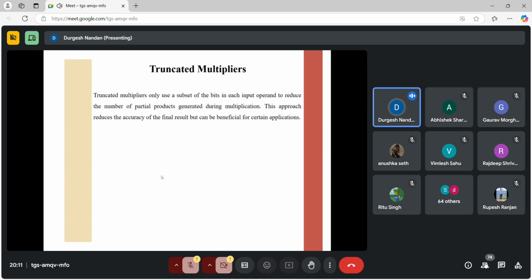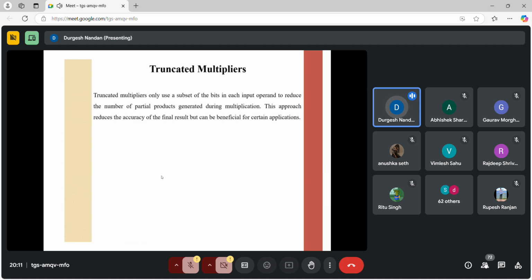And the result is, if we cut down the part after the decimal, the result is not affected even by 0.1%. So truncation, or the truncated multiplier, works on that concept. Those unnecessary parts are cut down, so the result is not much affected, but we save a lot of hardware resources.